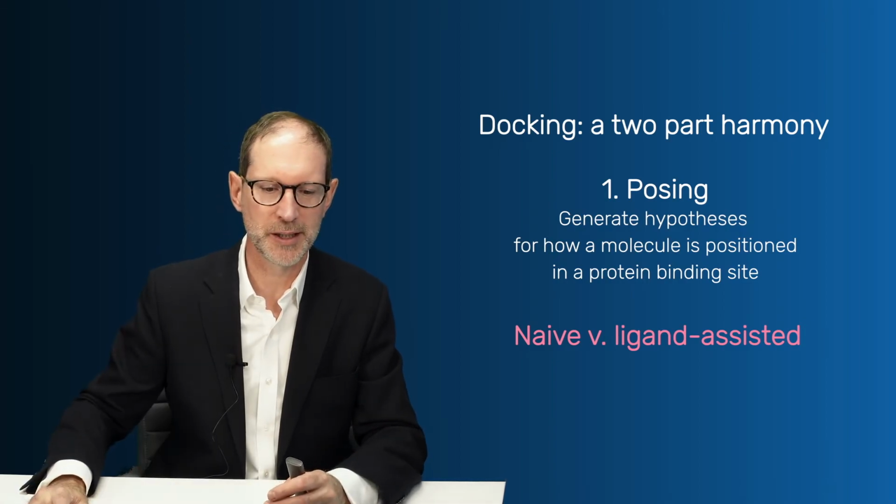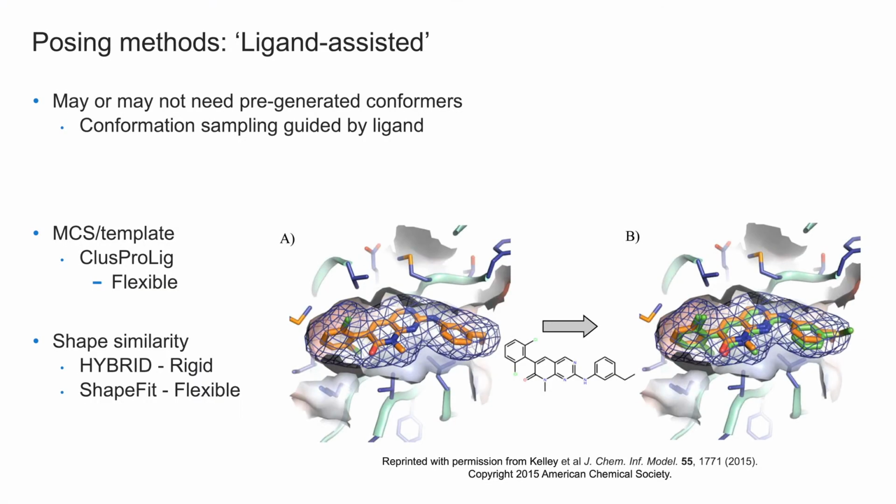So for example, we might use the volume occupied by a crystallographic ligand to reduce the pose volume in the binding site, reducing the calculation time. We may use match to the ligand in terms of either atom matching, shape matching, feature matching, to either guide the ligand, the molecule, into the binding site, or to even assist with scoring. So these ligand-assisted methods can take a variety of forms. They can be flexible or rigid. They can use the ligand information purely for posing, or they can use it for both posing and scoring.